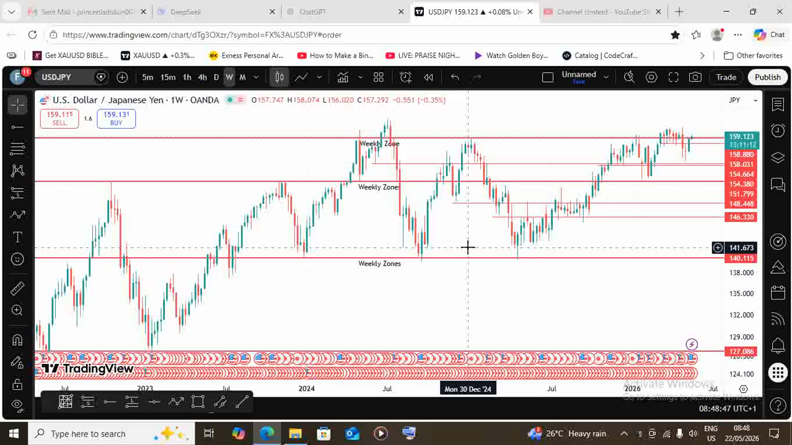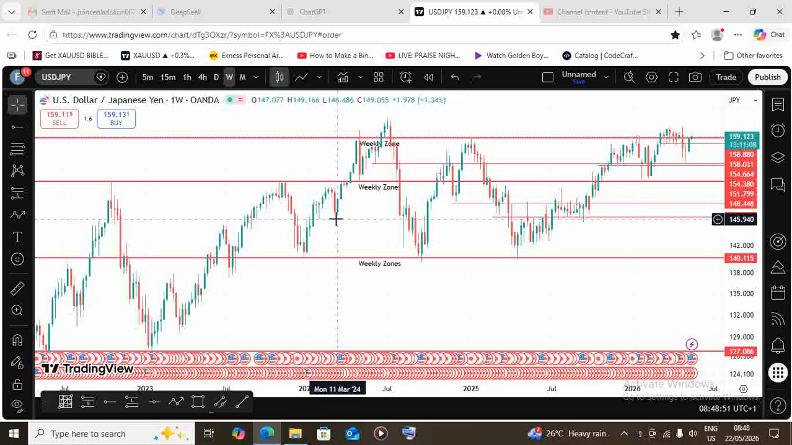Today we're going to be doing the second video on our top spot analysis on USDJPY. On the first video we identified our zones, so now we're going to be identifying our trend lines.